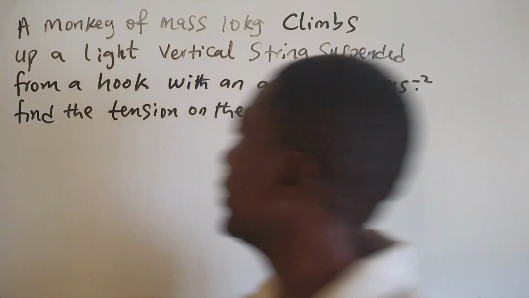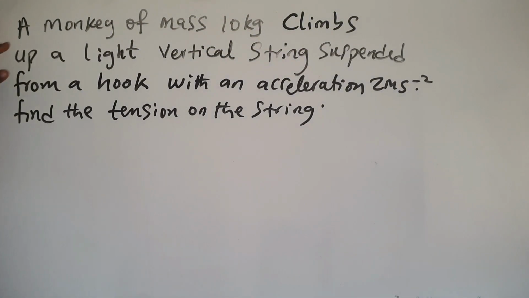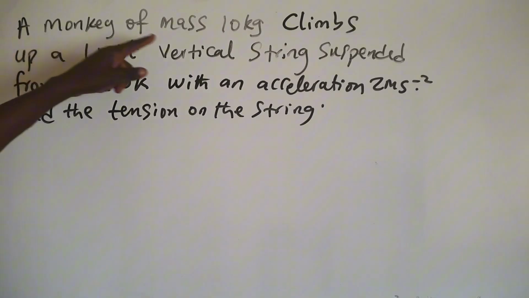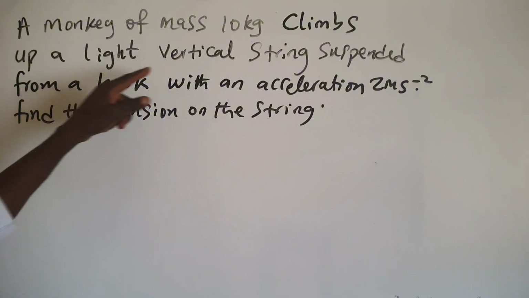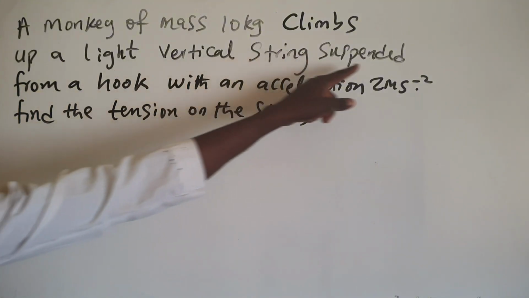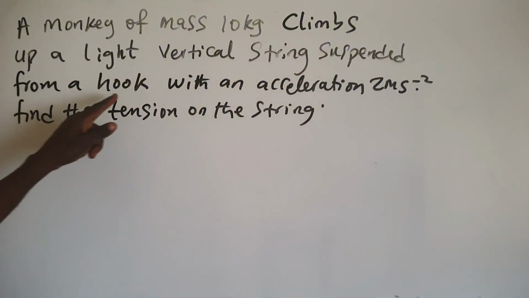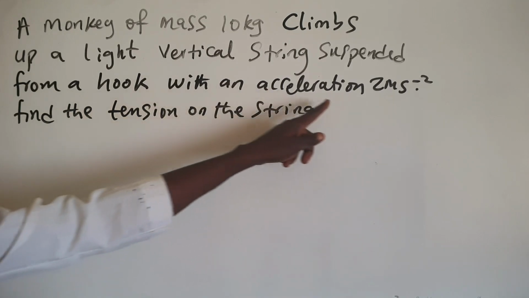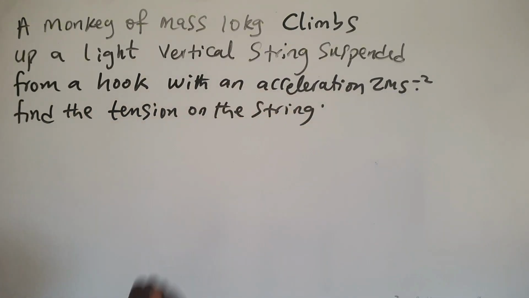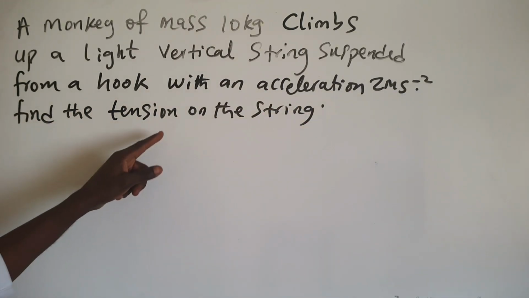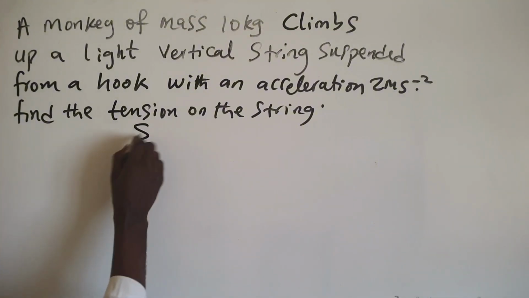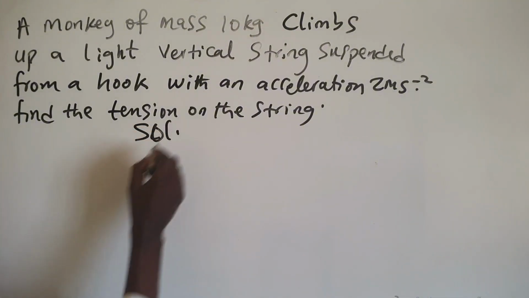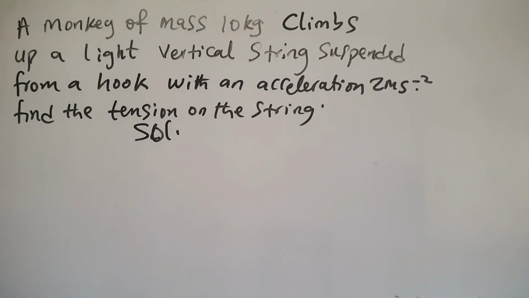Now the question says, a monkey of mass 10 kg climbs up a light vertical string suspended from a hook with an acceleration of 2 meters per second square. Find the tension on the rope. Okay, so the first thing we have to do, in the solution, is to write out the formula.